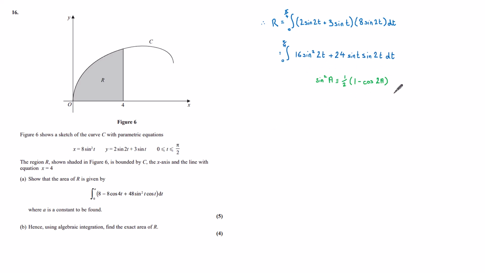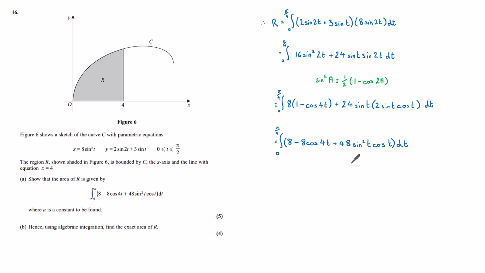I'm going to use a second identity here. That is that sine squared A is the same as a half of 1 minus cos 2A. I can use this to rewrite this 16 sine squared 2t as 8 lots of 1 minus cos 4t plus 24 sine t. Here I'm using the double angle formula from previous, so that is 2 sine t cos t. Expanding brackets now, that is 8 minus 8 cos 4t plus 48 sine squared t cos t, and that is what we want to show.